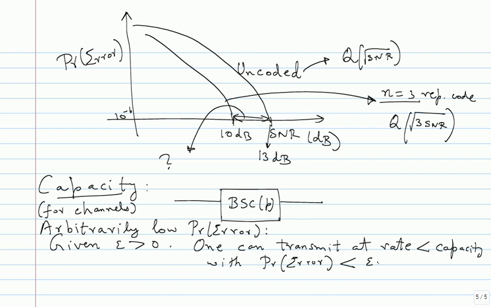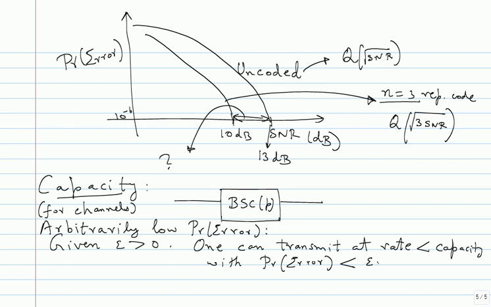Okay, if you're really confused, you don't want any epsilon in your notes, you can simply say 10⁻⁶. Just keep 10⁻⁶ as your epsilon. Capacity is the maximum rate at which I can transmit and still achieve 10⁻⁶ probability of error. So theoretically the notion says given any epsilon I can transmit.